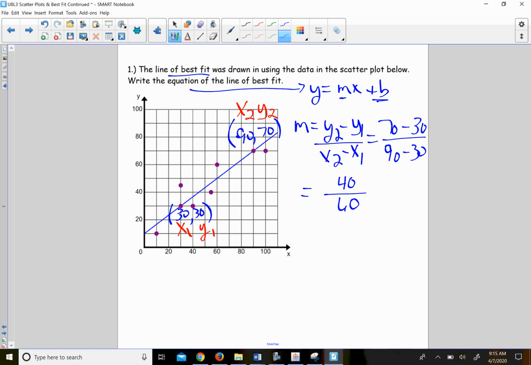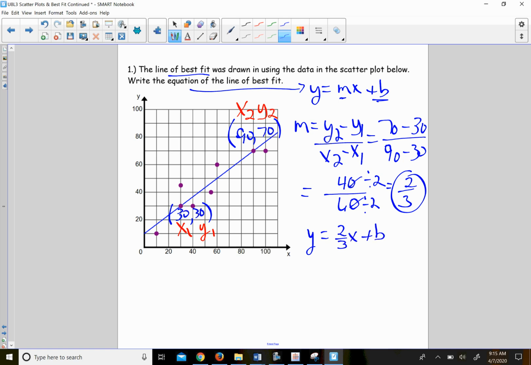So I'm going to do a little simplifying here. I can take out the zeros by dividing by 10, and then both 4 and 6 can be divided by 2. That's going to equal 2/3. So my slope is 2/3. So we're kind of going back to the old-fashioned way of simplifying fractions since we don't have those calculators. So now I know in the equation, m can get replaced with 2/3 for this line right here. So y equals 2/3 x plus b.